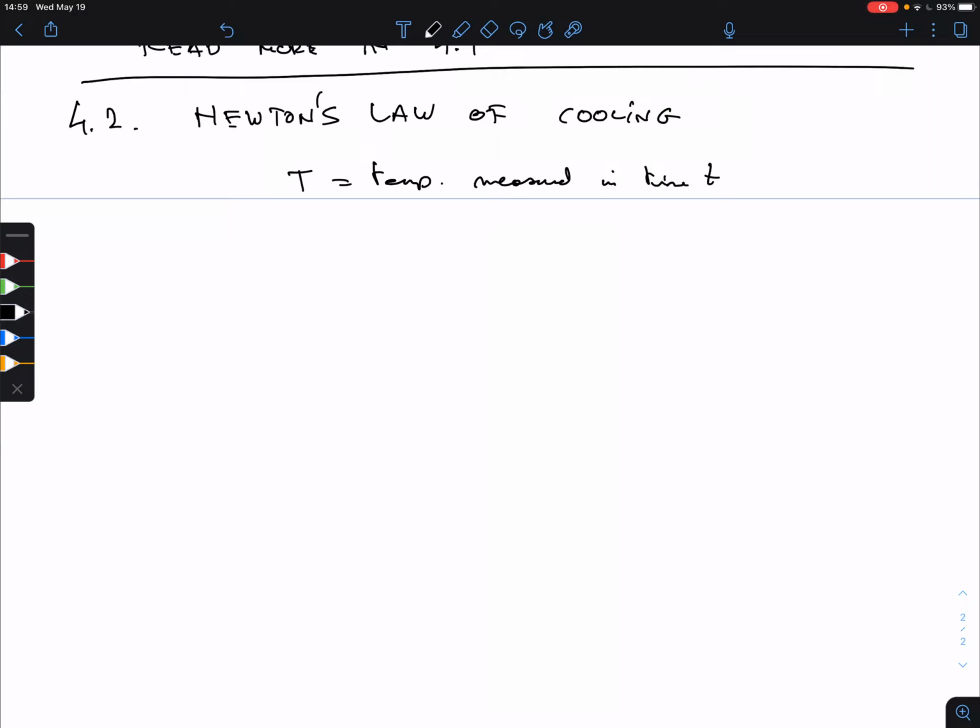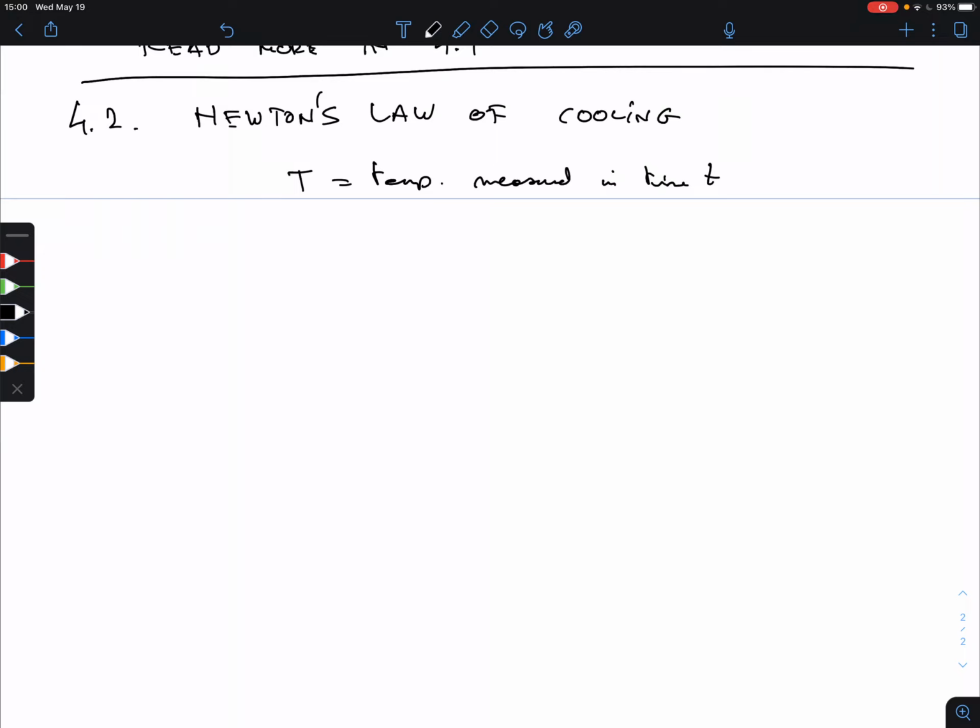Okay, so the temperature. So what happens? What is the situation that we're looking at? Let's say we heated up an object, like for instance, I just boiled an egg, and now I want it to cool down so that I can eat it. So I put it in cold water to cool down. And so the question is, how long does it take for the egg to get colder?